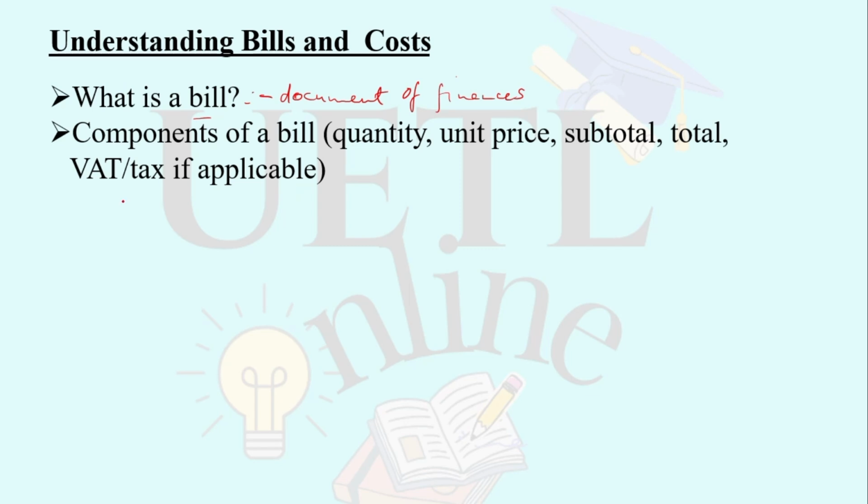The components of the bill: it shows you the quantity, how many things you used, and the unit price, how much each unit of these things cost. Then the subtotal, which is how much of this thing cost combined. Then we have the total money, all of the money. In other cases, it can show you the VAT, which is value added tax, if it is applicable. Now let me show you an example of a bill.